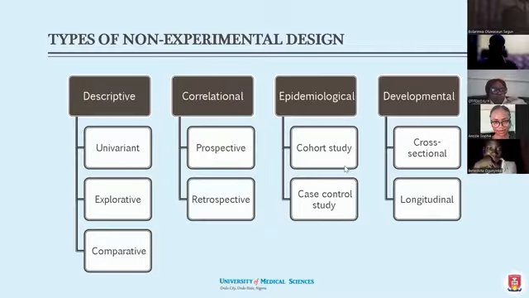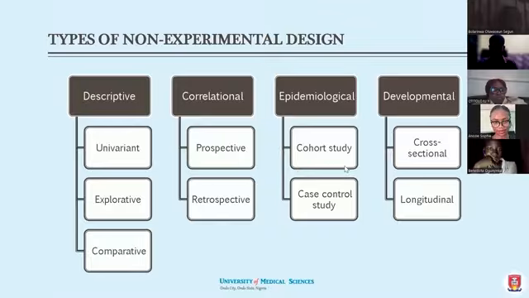Then you can have what we call exploratory. Here, as the term implies, you can use it for exploration. So descriptive design is not only for description, you can use it for exploration of phenomena or to identify particular phenomena and to explore a particular phenomenon.